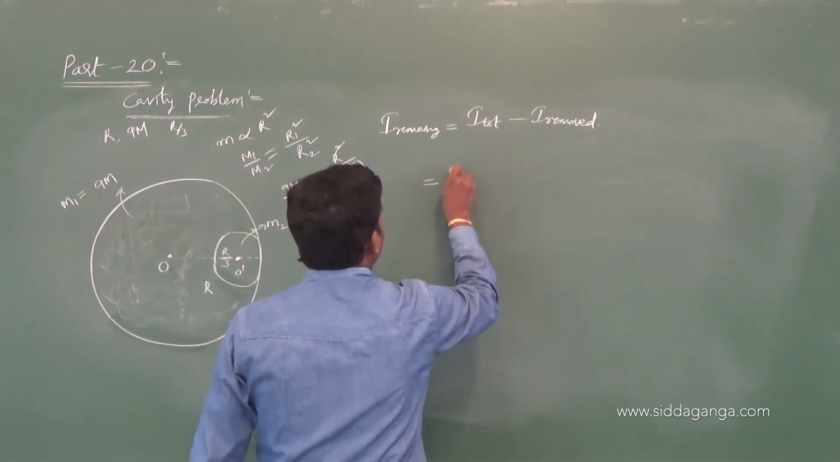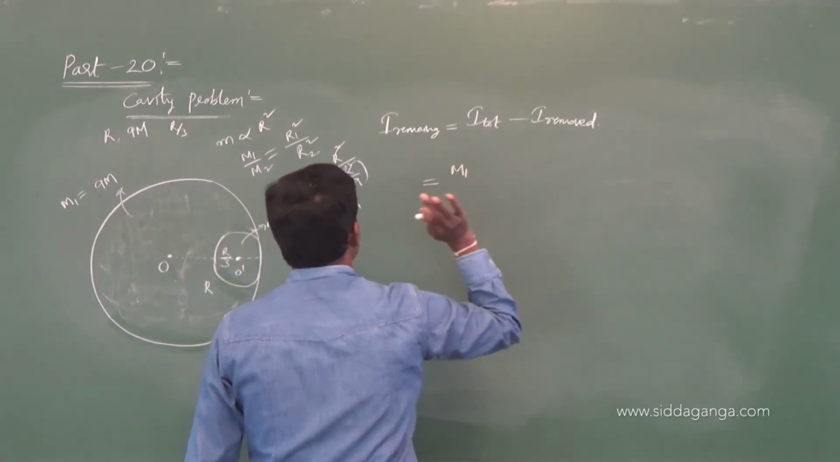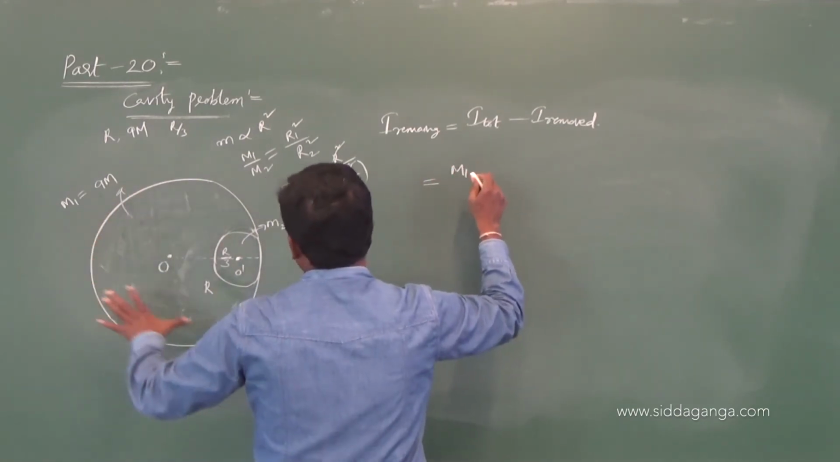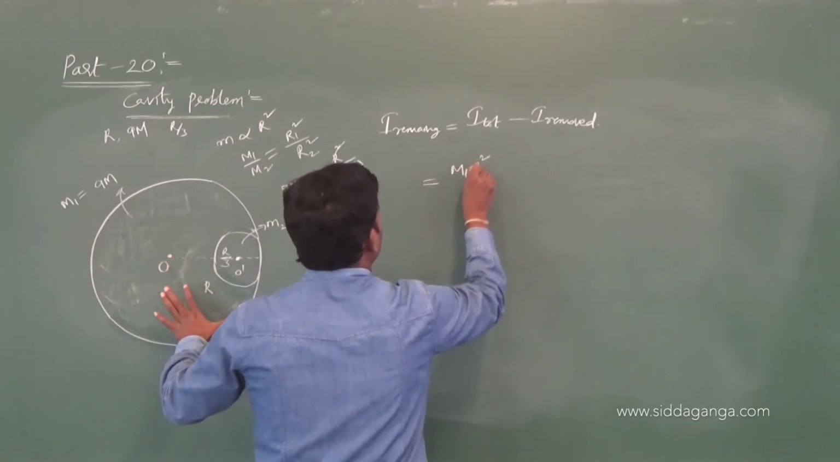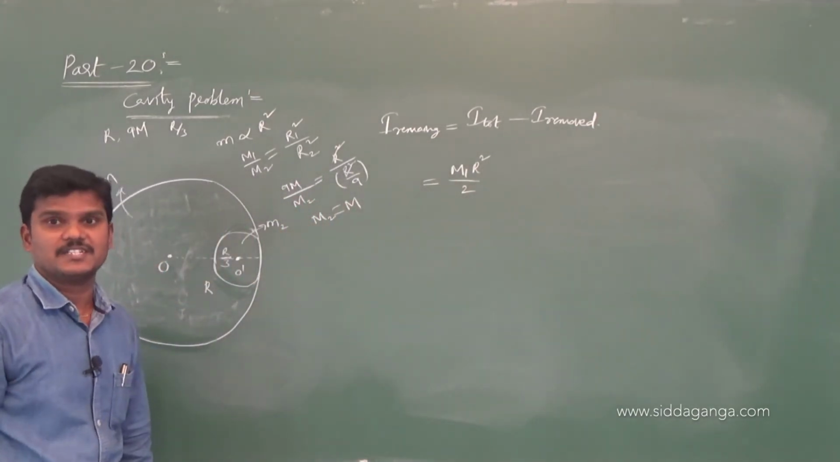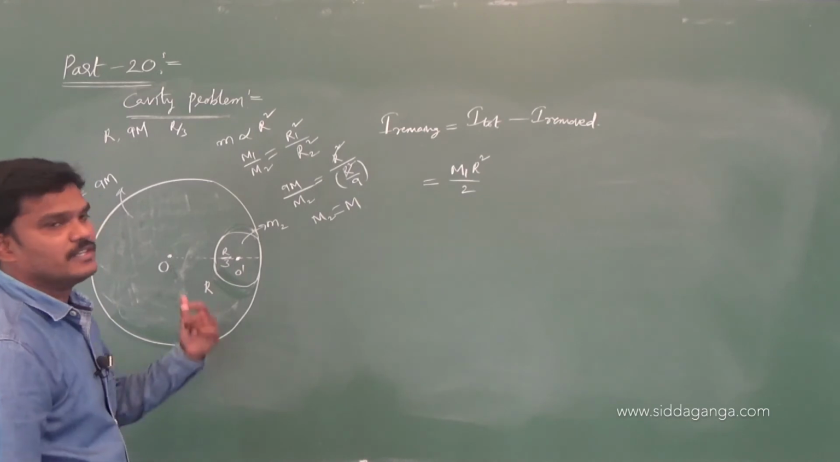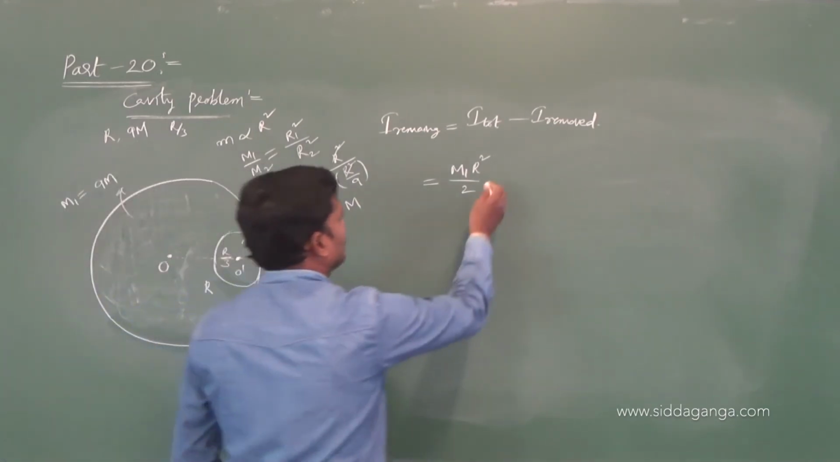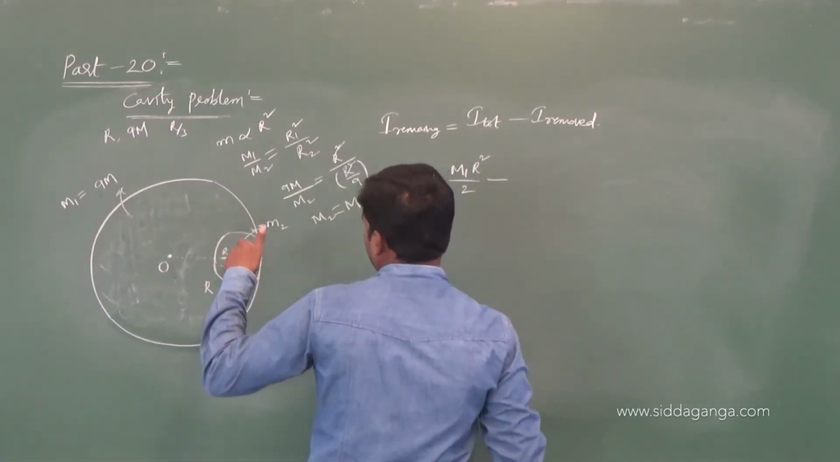Total is nothing but, let me write m1. Later I will substitute the value. m1, what is the radius of the total disc? R. Moment of inertia of the disc is m1 R square by 2. Why by 2? Moment of inertia of the disc, m r square by 2, M nothing but m1. Minus, for the removed part, let me use the parallel axis theorem about this.